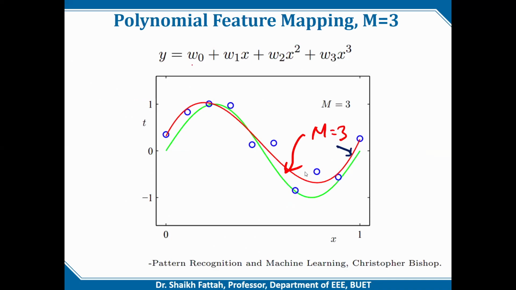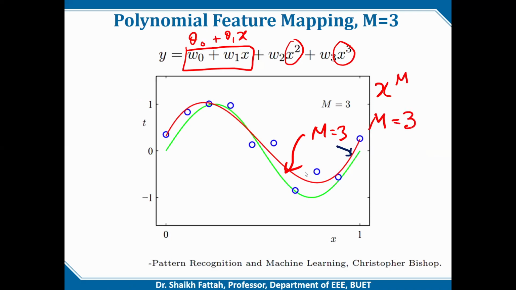What do we mean by m? That means in case of nonlinear regression, instead of only theta naught plus theta 1 x, you remember, instead of only these two terms, you'll be having x square, x cube, other terms. That means x to the power m. This m, here it is 3. We call it the degree of the polynomial. m is the degree of the polynomial.